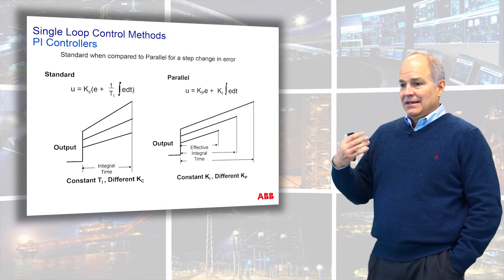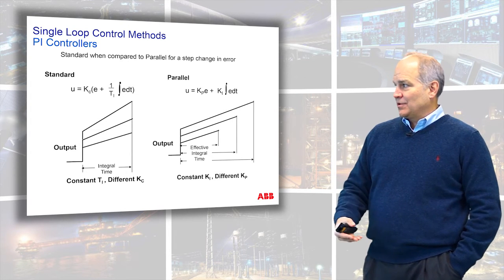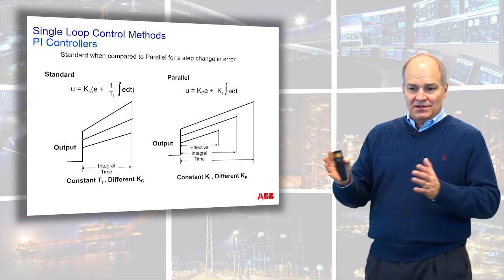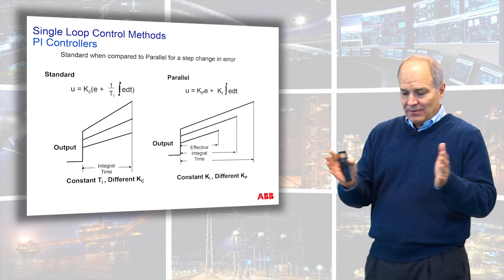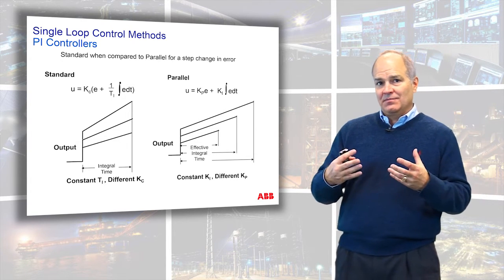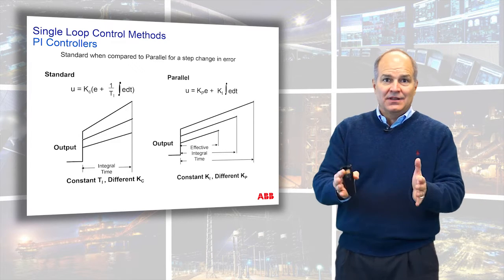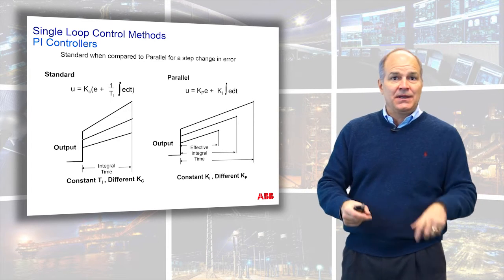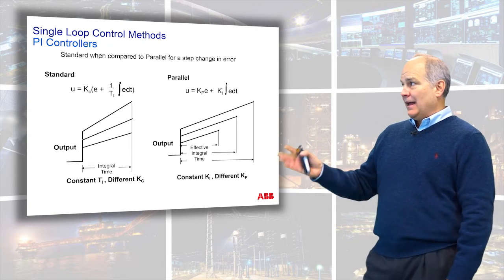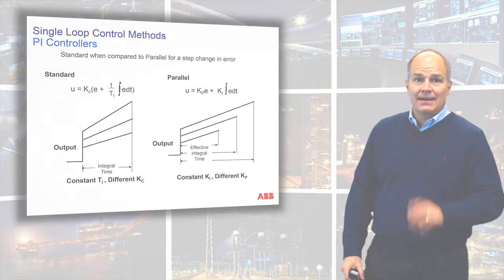In other words, you can change the proportional gain and you don't have to change the reset time, or the integral time is a function of the process gain. So you really kind of want to set it and forget it, and then you can adjust the speed with the proportional gain. Now on the parallel side of the fence, look what happens.